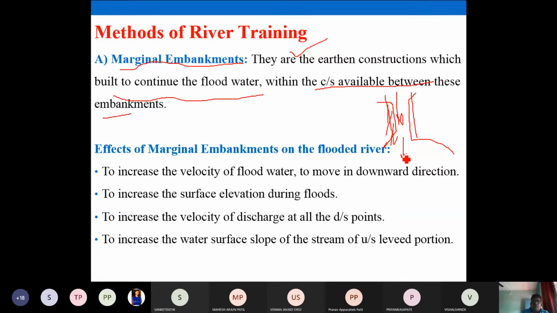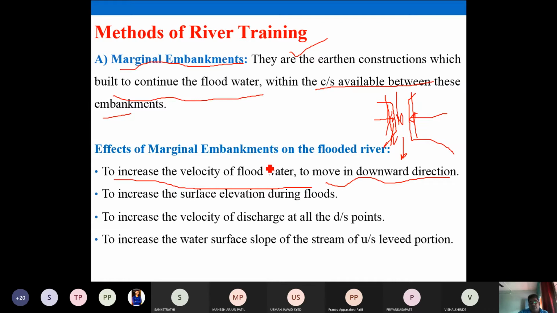So what are the effects of these marginal embankments on the flooded river? First of all, no doubt, they are utilized for increasing the velocity of the flood water. How is it increased? Because of the constriction, this path becomes narrow, and due to this narrow shape, the velocity is increased. So you utilize this increase in the velocity of flow, and the water flows in the downstream direction because of this increased velocity.